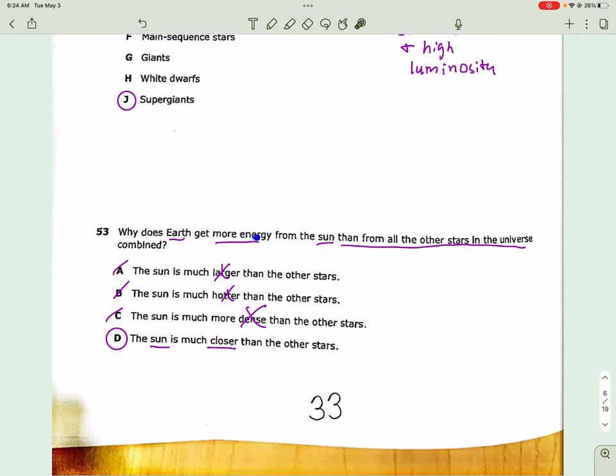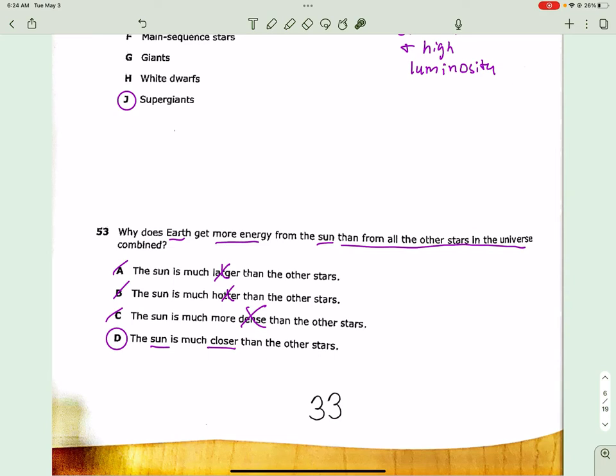Why does Earth get more energy from the sun than from all the other stars in the universe combined? Well, why do you think if you get closer to a barbecue pit, you're going to get a lot more of that heat than if you move further away from it? So then, why? Because the sun is much larger? No, remember the sun is a medium-sized star. The sun is much hotter? No, the temperature is not even that hot.